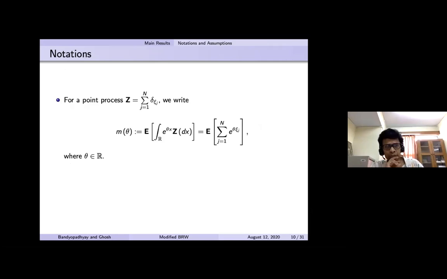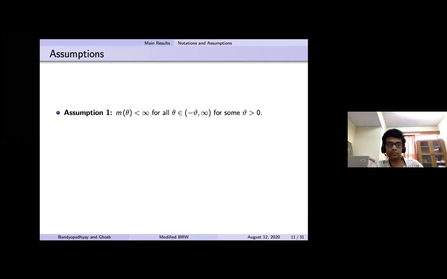A few notations which we really need. One is the so-called moment generating function of the point process Z. If we write the points as x_j, with the total number of points being N, the total mass, then the moment generating function m(theta) is given by this expression. You don't need to remember the expression, just remember that m denotes the moment generating function of the point process. We'll take the logarithm of that, the so-called cumulant generating function, and denote it by nu. Note that, the moment generating function being an exponentiation followed by an expectation, this nu is going to be a convex function.